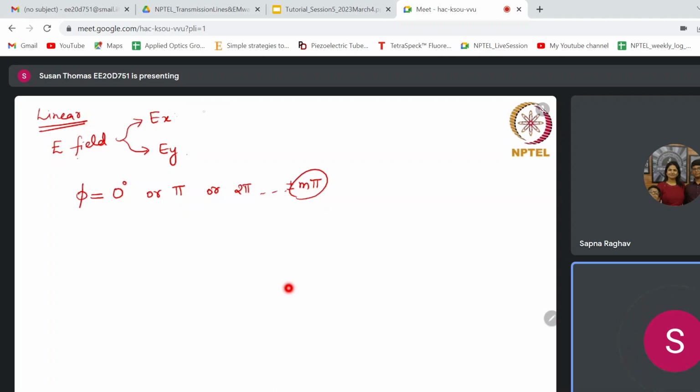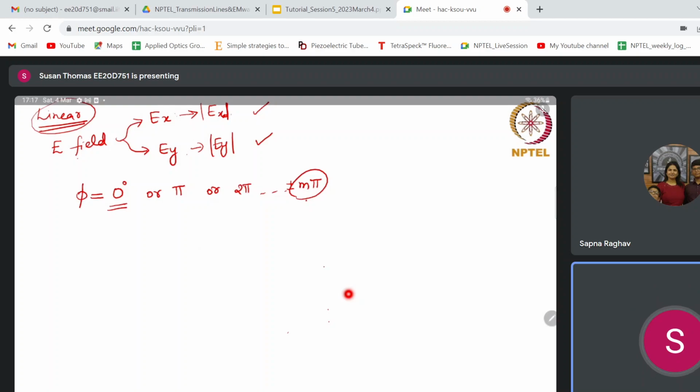Okay, so the magnitude of Ex is Ex naught, or I can say simply magnitude of Ex and magnitude of Ey. These magnitudes can be any value. So there is an electric field in the x direction and the y direction. So there is a component of electric field in x and y direction. But the phase between these two is either 0 or plus or minus m pi. In that case, we say that it is linearly polarized.